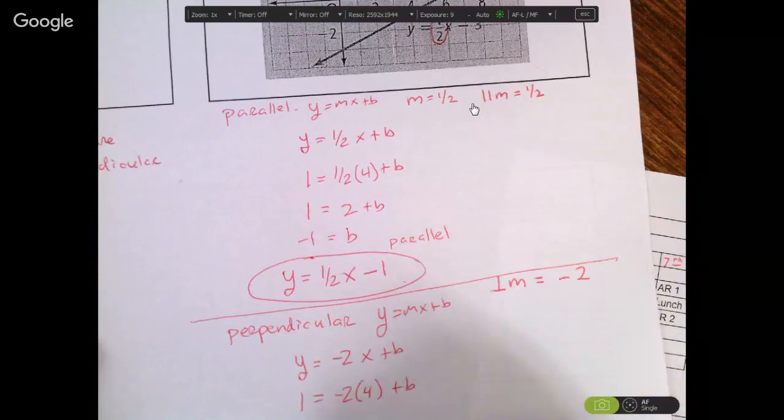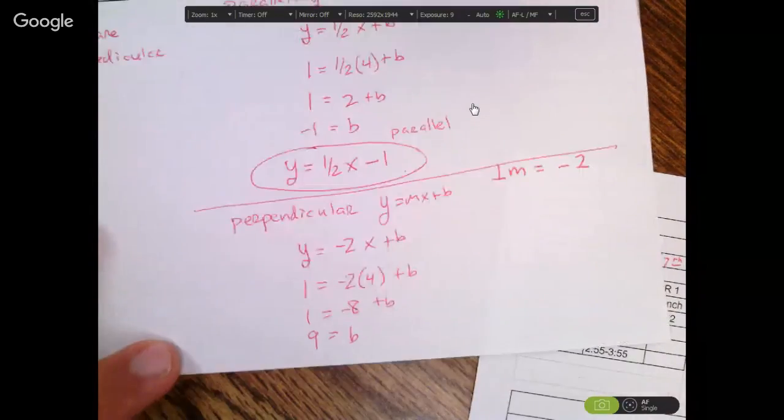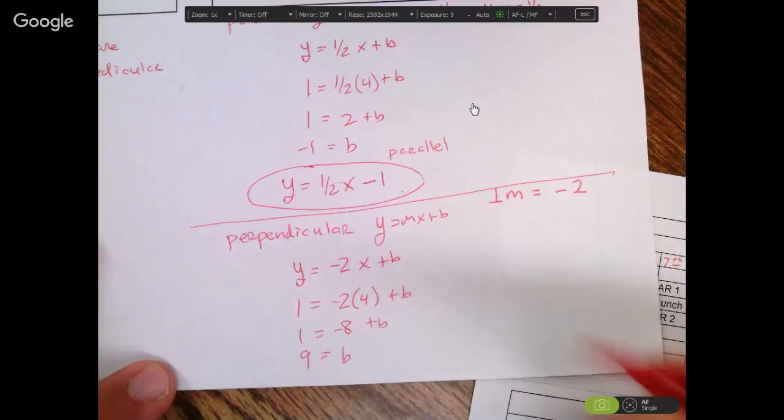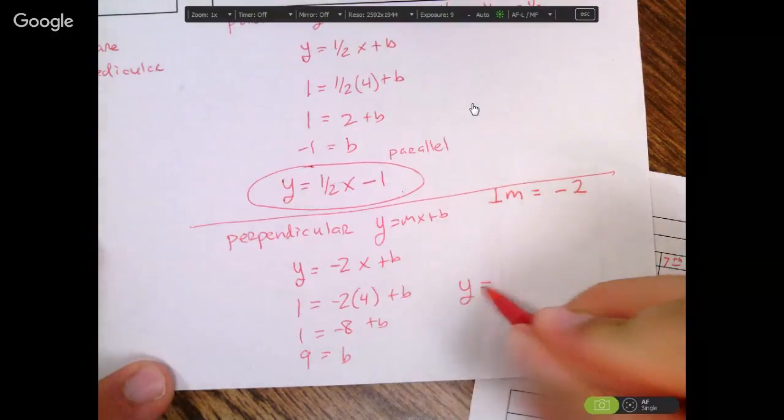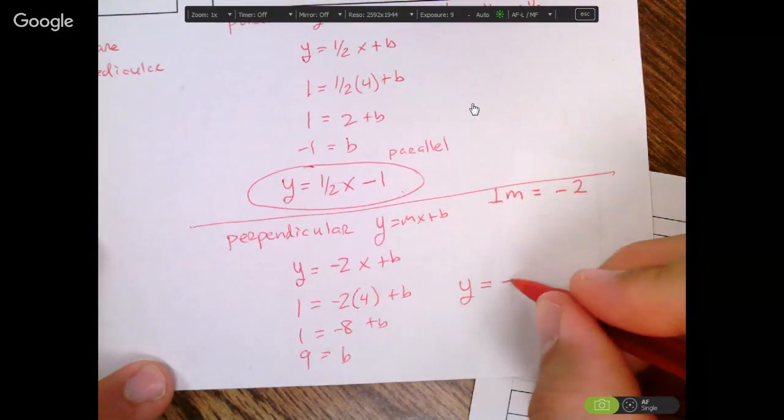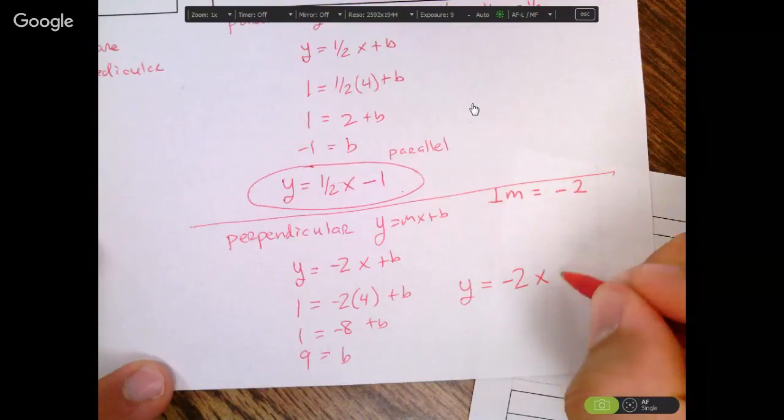Oh, positive. Okay, I get it. So we get b equals 9. So our answer for our perpendicular is y equals -2x plus 9.